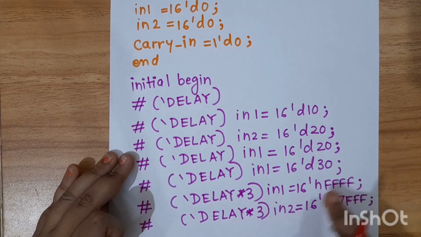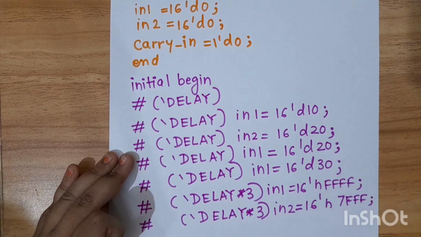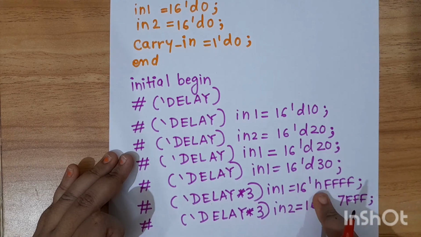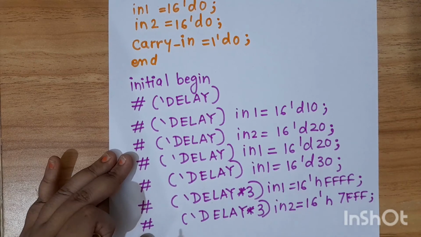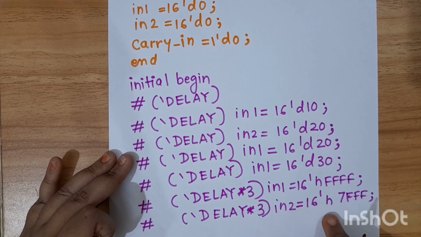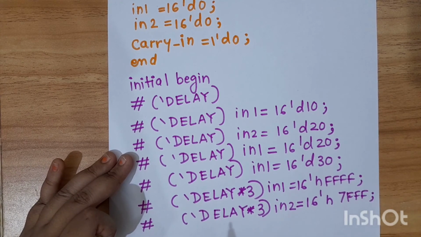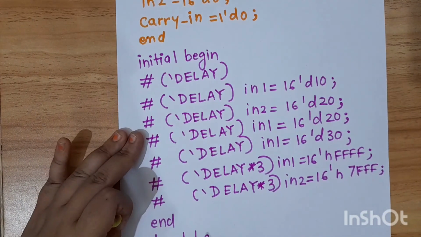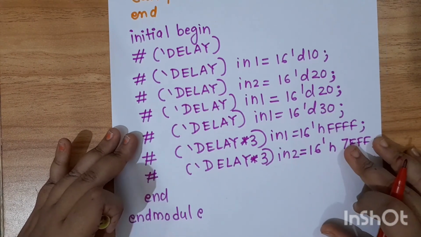Here I have put a hexadecimal value. You can put the 16-bit value as hexadecimal or decimal, whatever you like. So in the beginning I have put the decimal value, then the hexadecimal value 16'h with all F's, and again I am applying after #3*delay, meaning 30 time units, and I am providing 16'h7FFF;. Here is the end for this begin-end block, and here is the endmodule for the final test bench module.